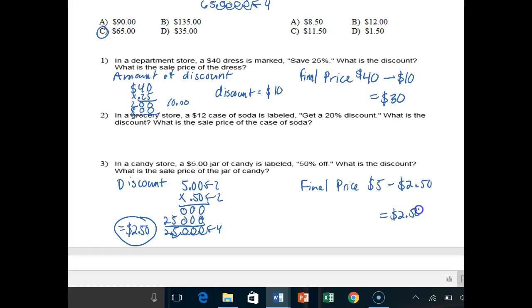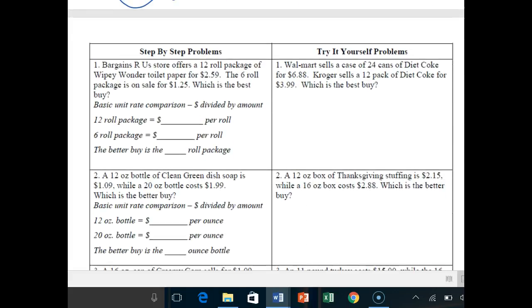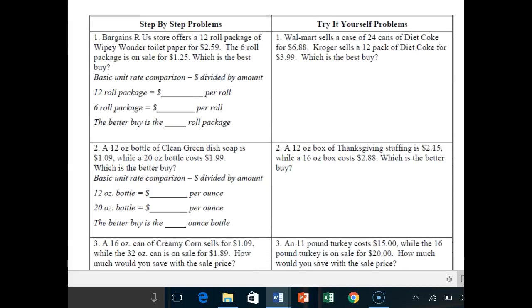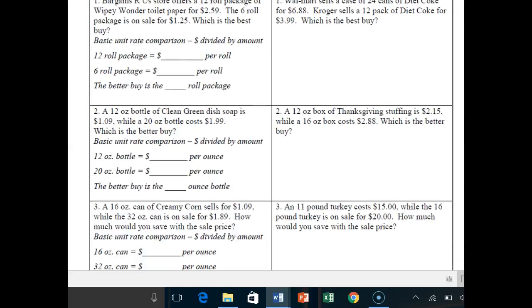And that makes sense. If something is half off, I'm just going to take half of 5, and it's going to be $2.50 remaining. All right, on the back side, you may use your Google Calculator. We're doing better buy. So I'm going to be doing 1 and 1, and then you'll do 2 and 2. I'll do 3 and 3, and then you do 4 and 4.